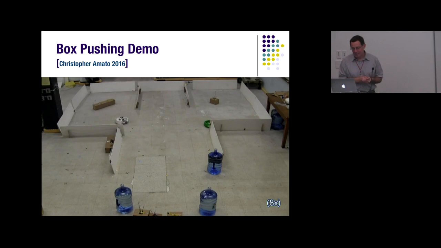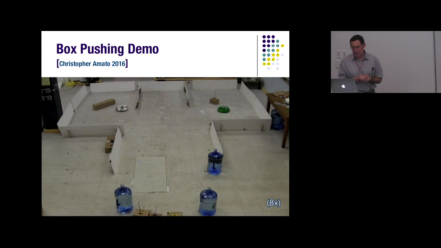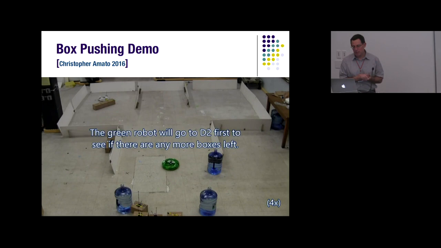So the large box needs to be pushed by two of these robots. The small one can be pushed by a single robot. And they need to cooperate. And they don't know exactly where the boxes are located. Initially there is no communication at all, but they can observe things. But we'll see later on when you can add some signaling.